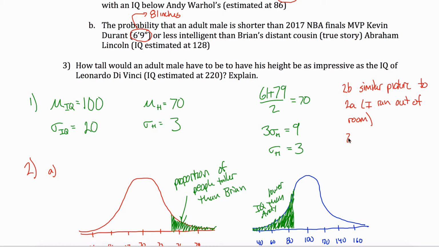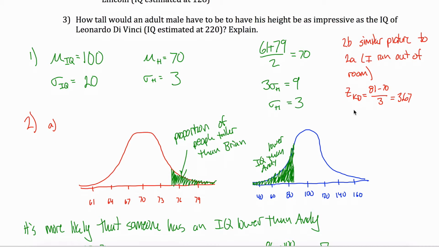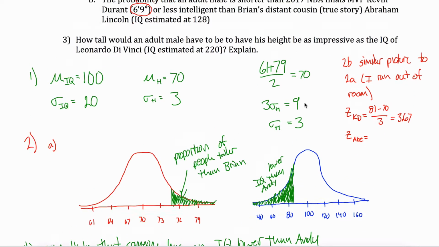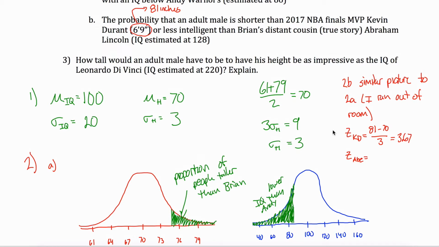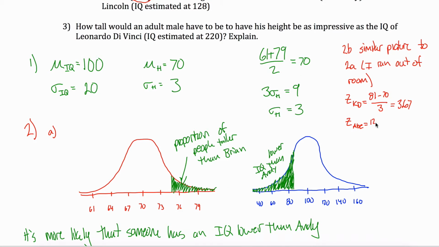The z-score of Kevin Durant will be his height, which was 81, minus the average, which was 70, divided by the standard deviation, which is 3. So 11 thirds, in other words, 3 2/3, so 3.67. I think I did that right. And then I want the z-score of old Honest Abe, my distant cousin, I guess. My great-great-grandfather was Mordecai Lincoln, and his nephew, I think, was Abe. Anyways, Abe's IQ was estimated at 128, so I'll take 128, subtract 100, divide by 20. 28 over 20 is 1.4.